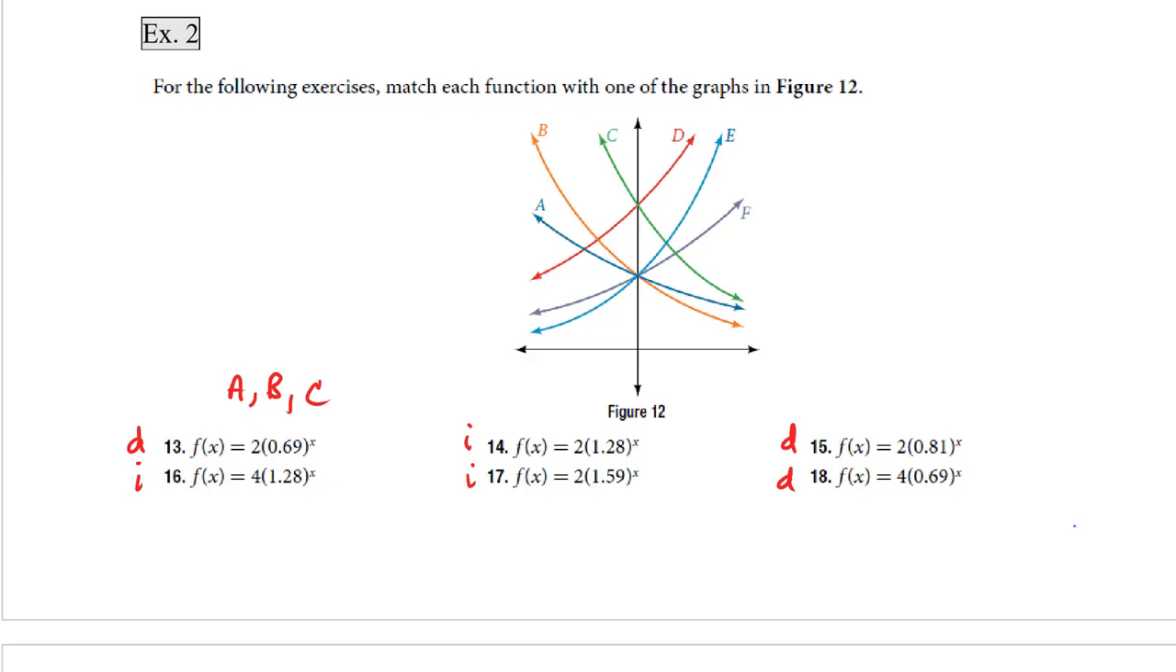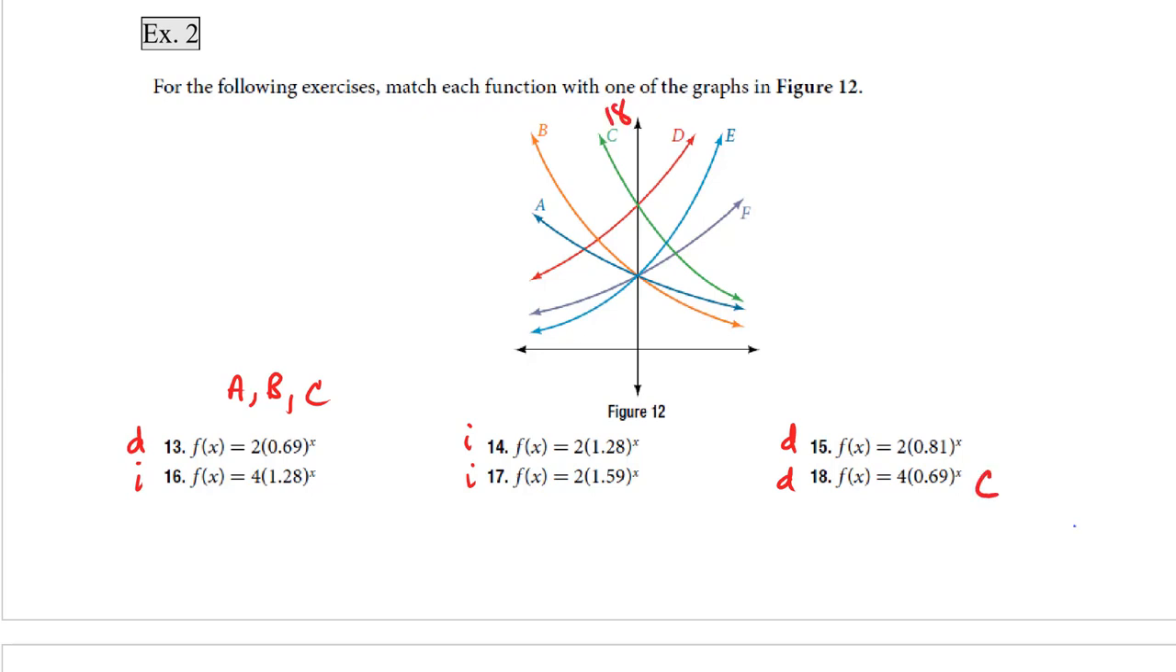So when we look at our equations, some of these functions have a multiplier of 2 and some have a multiplier of 4. So the graph that passes through the higher intercept must have a multiplier of 4 in front of it. So when I look at my equations, the only decreasing function that has a 4 in front of it is 18. So that means that 18 has got to be C.